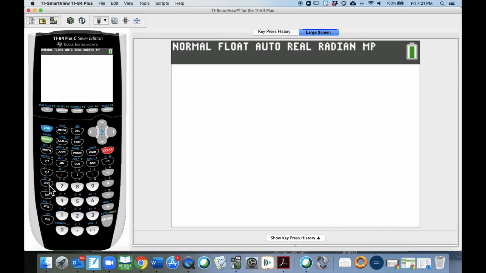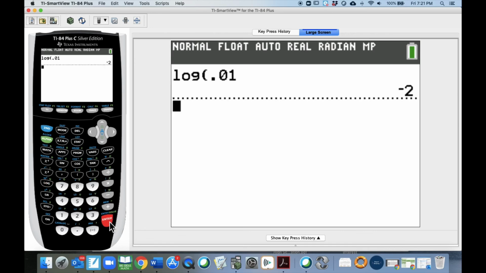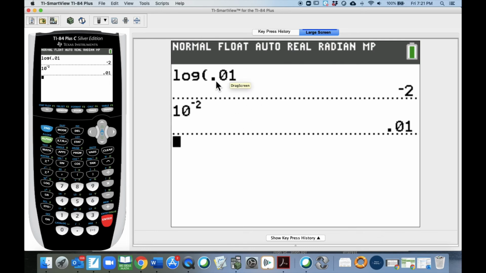Log of 0.01. So we type in log 0.01 equals, and it is negative 2, which is what we just said a second ago. You could test it by typing in 10 to the negative second power, and that also equals 0.01. So these two functions are inverses of each other. Log of 0.01 is negative 2, and that was what was on our paper.